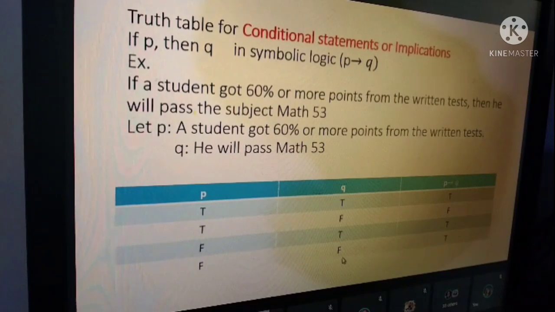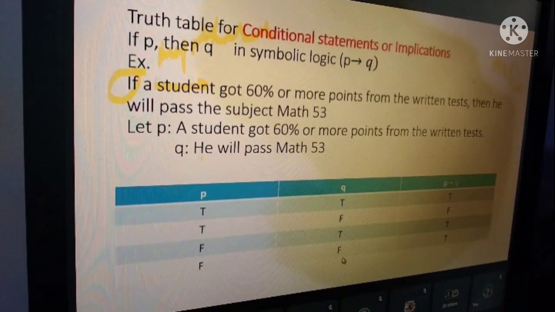So, ibig sabihin, yung premise natin, o yung hypothesis, so yung statement after ng word na if ay tinatawag natin hypothesis. Yung hypothesis ay yun yung premise natin, or ang after naman sa word na then, yan yung tinatawag natin na conclusion. So, sa math, yung if a student, yung hypothesis natin dito is a student got a 60% or more from the written test. Yung conclusion natin, then he will pass the subject math. So, ibig sabihin, kapag nakakuha siya ng 60% sa test, papasa siya sa subject na math 53. So, yung premise natin dito ay ang student dapat makakuha ng 60% sa test para siya ay pumasa.